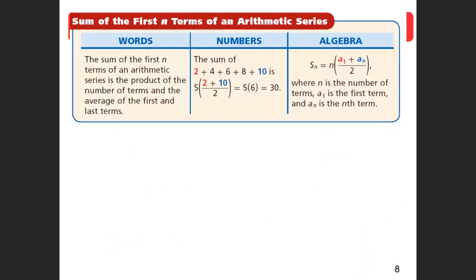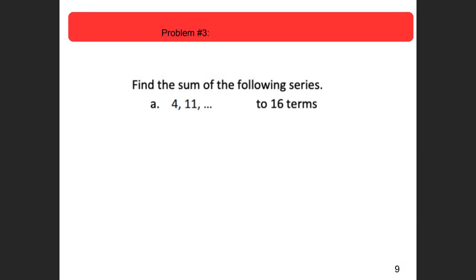All right, so here's the formula. We went through it already. Here's problem number 3 on your assessment this week. It says, find the sum of the following series: 4, 11, and we want to know what the sum of the first 16 terms is. Another way they could have asked is, what is S of 16?